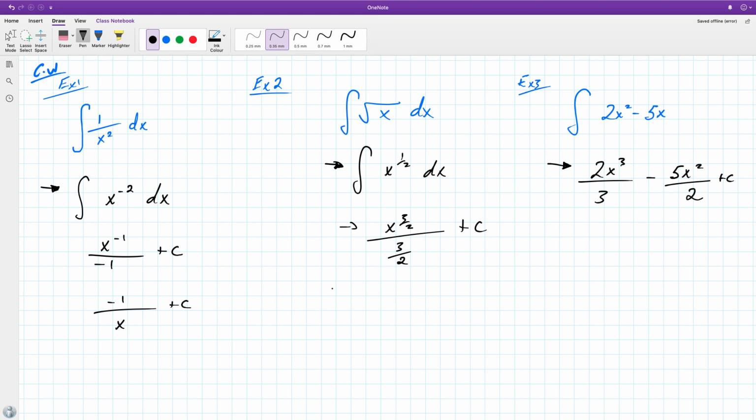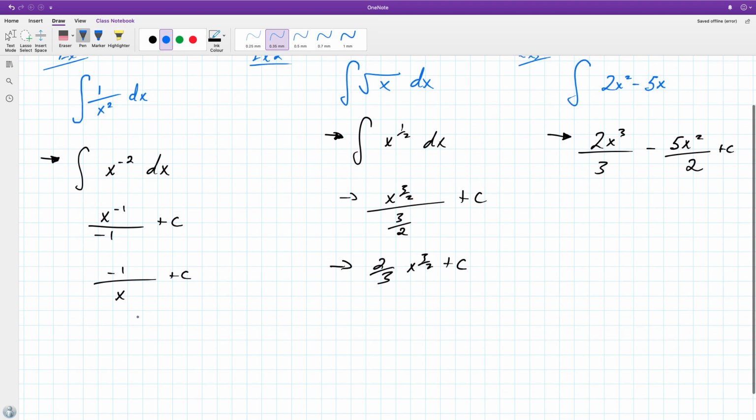By the way, if you really wanted to tidy this one up, you would say 2 over 3 times x to the power of 3 over 2 plus c. They wouldn't ask, unless they say they want it in a certain format, either one of these is acceptable. Because you're dividing by the bottom fraction, you flip it. So it becomes 2 over 3 times x to the power of 3 over 2 plus c.